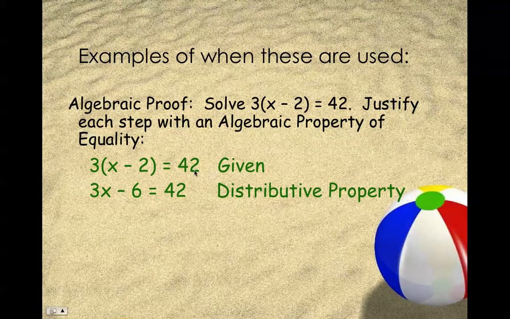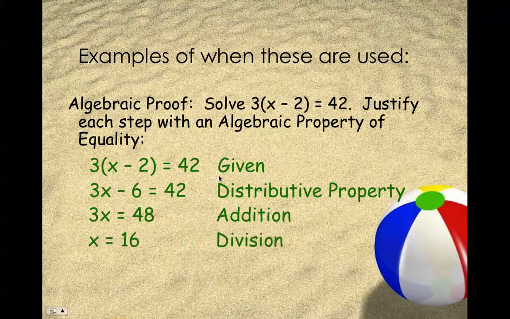You would first have the given statement. You would then distribute. You would then add 6 to both sides, and then you would divide by 3. Now you'll notice over here I wrote addition because we're adding 6 to get this step. And I wrote division here because we are dividing to get this step. So the explanation here, or the property that I listed, is what you did to get the step it lines up with.